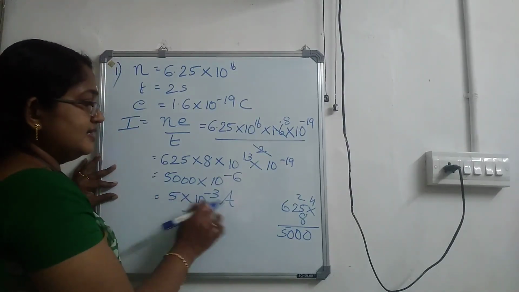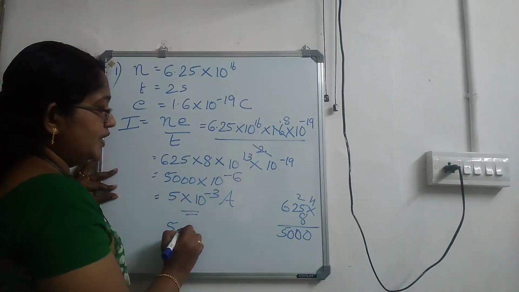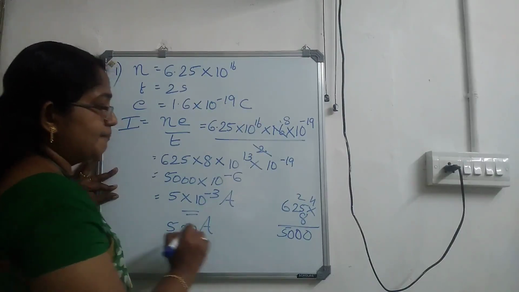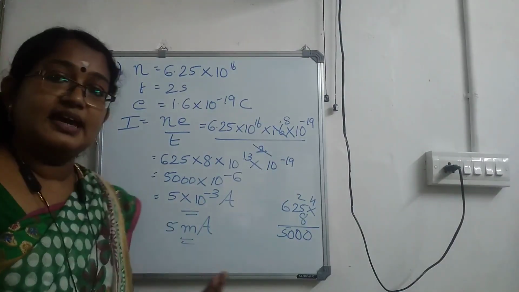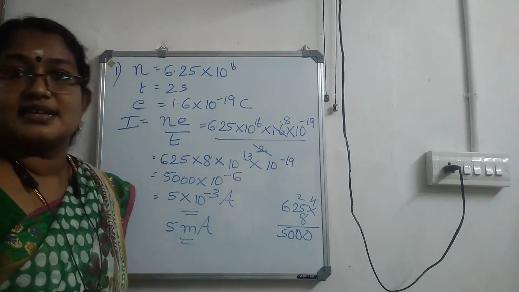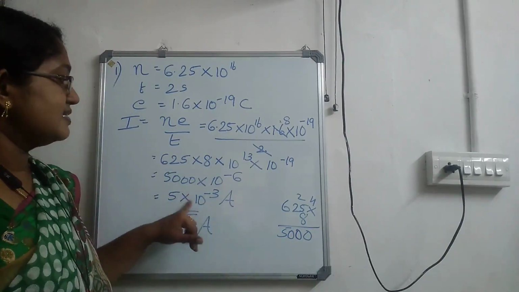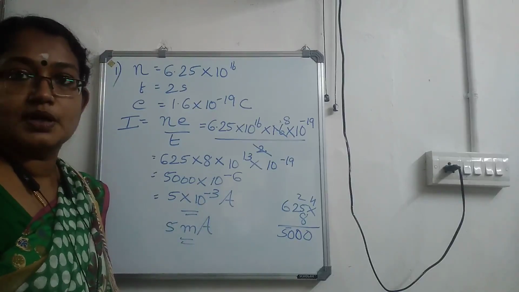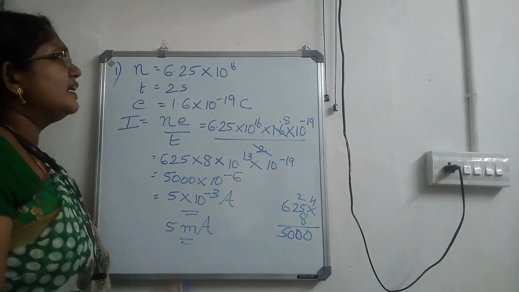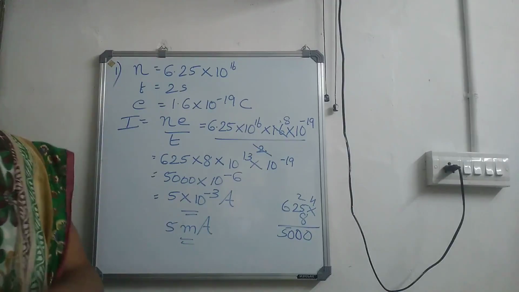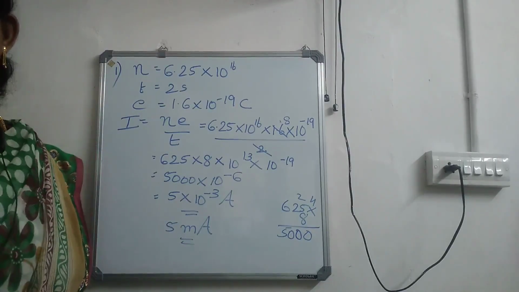Okay. Since it is 5 into 10 raised to minus 3, if you want, you can write it as 5 milliampere. But anyway, our final answer should be in SI system. That is why I wrote it as 5 into 10 raised to minus 3 ampere. Okay. So is it clear? Direct question. Now we will be moving to the next question.